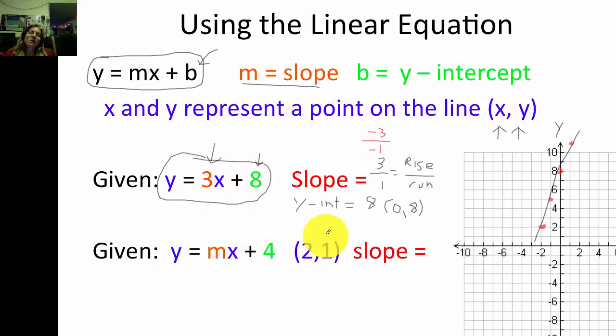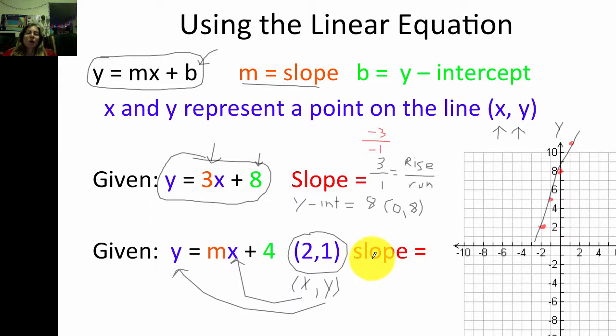Okay, so in this example here, they don't give us a slope. There is no number there. It's yet another letter. But they did give us this information here, which is a point. The point where x is 2, y is 1. So these values go into our equation here and here. Okay, we can find slope with all this information.